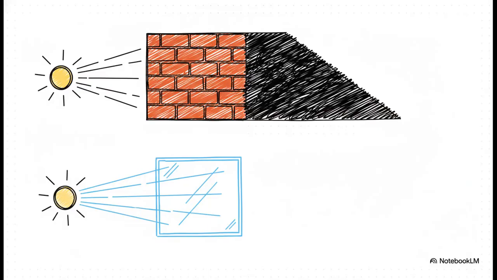Let's just put these side by side. It makes it super clear. On one hand, you have something opaque, like a book or a wall. It blocks all the light, creating a nice, dark shadow. But on the other hand, you have something transparent, like a totally clean window. Light just zips right through it. No blockage, no shadow. Simple as that.